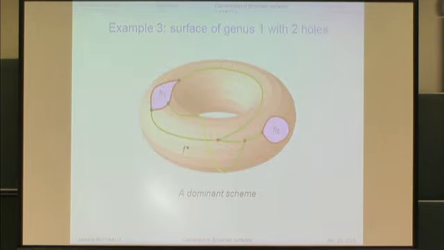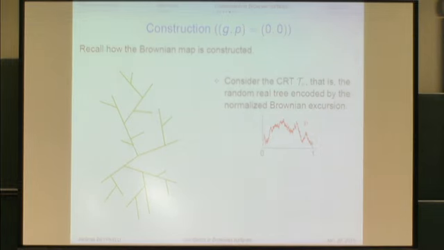And another example, that's the same example as before. This one is a scheme of genus 1 with two holes, and it is dominant because all the vertices here have degree 1. Okay, so that's the first building block of our Brownian surfaces. And so first I'm going to recall how it works for the Brownian map.